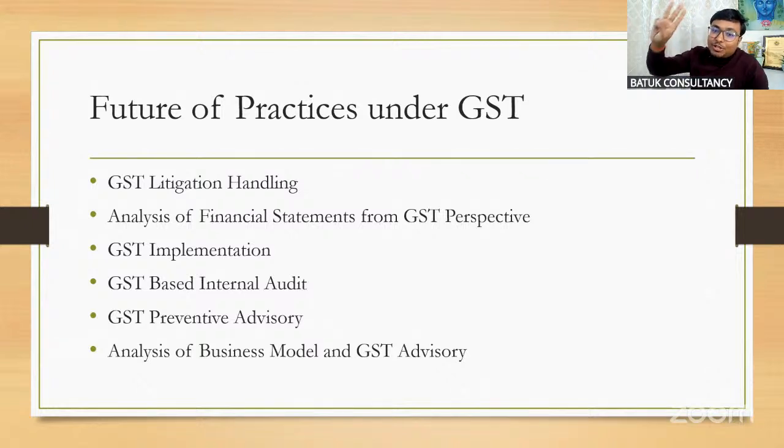The third area for future practice is GST implementation. Multiple MNCs who are going to implement or start a new segment require services related to GST implementation. I should not use only the word MNC; multiple small industries and medium-level firms too. When they have one unit and want to expand, they require GST implementation services for each and every transaction. That is the consultancy for planning, for plant and machinery, for assets, for input tax credit. That is the area of GST implementation.